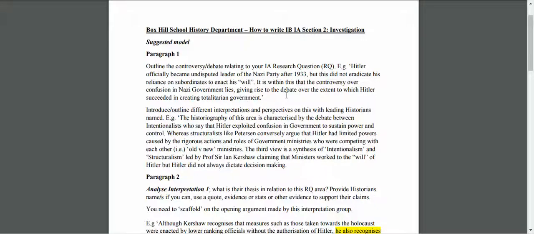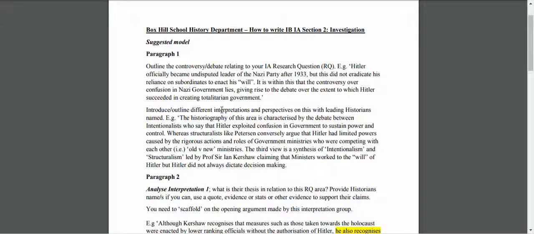So as I said already, the debate arises out of this question of whether Hitler was a strong leader or not, whether Hitler was central to the rule of the Nazis or not. Now, obviously, as part of that in paragraph 1, if you were doing that question, you would need to introduce and outline the different interpretations and perspectives on this question.